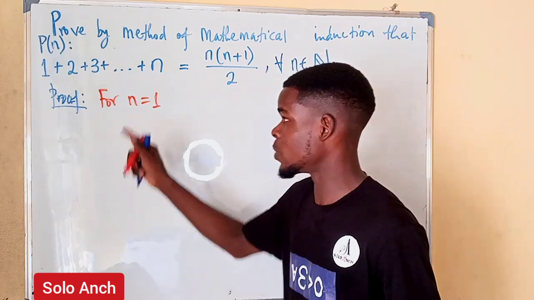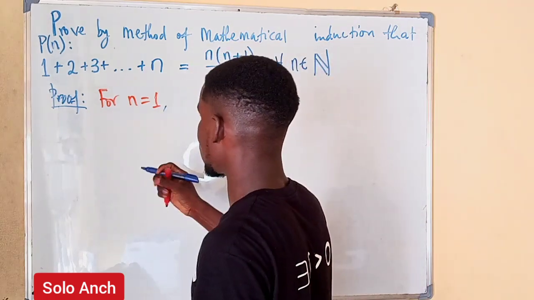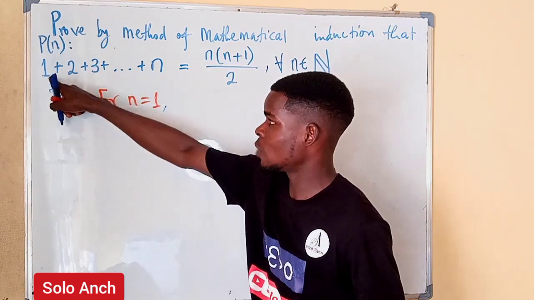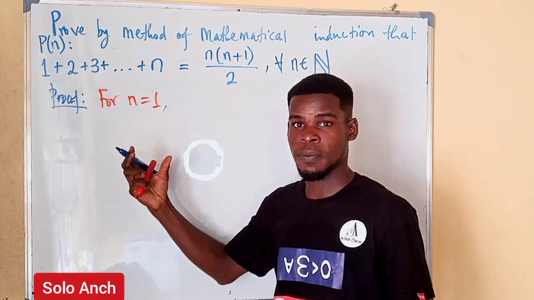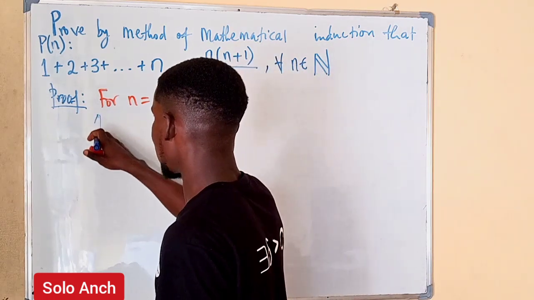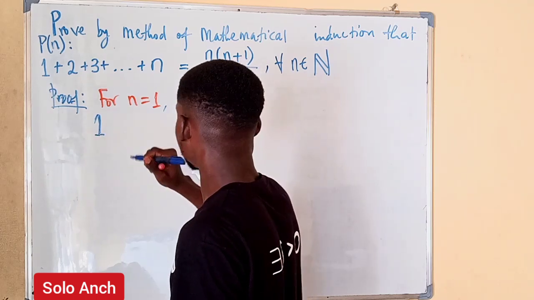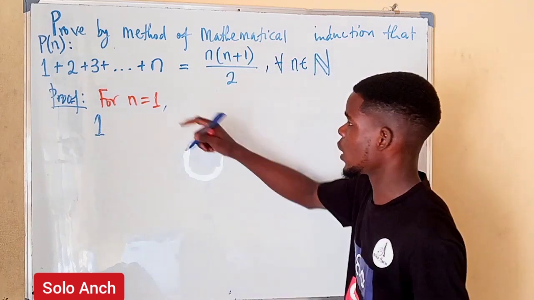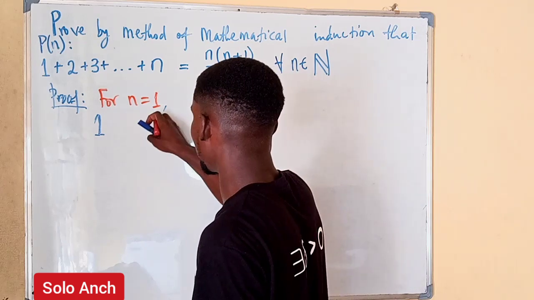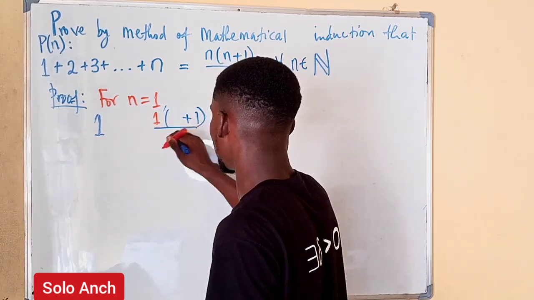So when n becomes the first element, which is 1, what happens for the first case? You notice that on the left hand side, we have to add 1 to 2 to 3 up to n of them. So when n is 1, it's just the first element, there is no addition there. So you just have 1 on the left hand side. Let's see if the right hand side will also give us 1. We substitute 1 for n on the right hand side: in place of n, we have 1. Then in brackets, we add 1 to this. Then we divide this by 2.